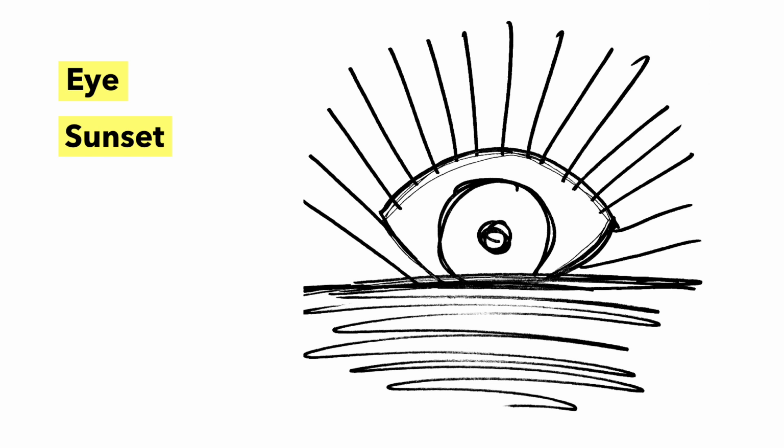After you come up with a list, this is where you start to force the connections between the words. So for example, we have the word eye and the word sunset, and here I've drawn a really simple sketch connecting those two words, where the eye has taken the place of the sun in a sunset scene, dipping below the horizon line, and there are rays of light showing the brightness of that sun.